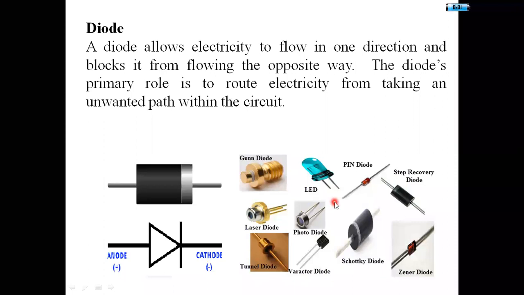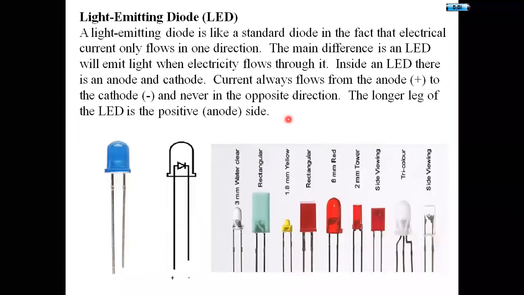We will see the characteristics and the operation of each and every diode in the upcoming classes. And next one is LED, light emitting diode. These are the different types of LEDs. There are different types of LEDs with different colors available in the market.